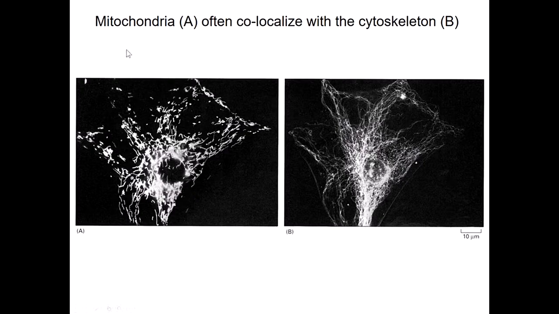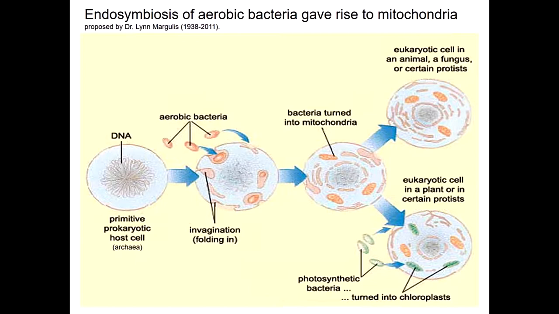So mitochondria often co-localize with the cytoskeleton, okay? And they'll stick to the cytoskeleton because they can move along the cytoskeleton to different locations in the cell. So here's our theory again on the endosymbiosis of bacteria giving rise to eukaryotic cells. So long time ago, 2.5 billion years ago, we had an archaean, one of those extremophiles that lives in hot thermal pools or vents or things like that, metabolizes weird and wonderful. There can be halophiles that metabolize halides, right, instead of the normal stuff.